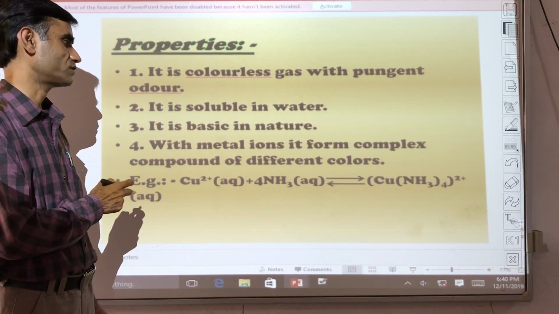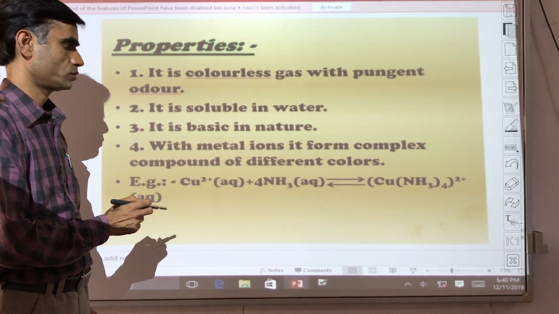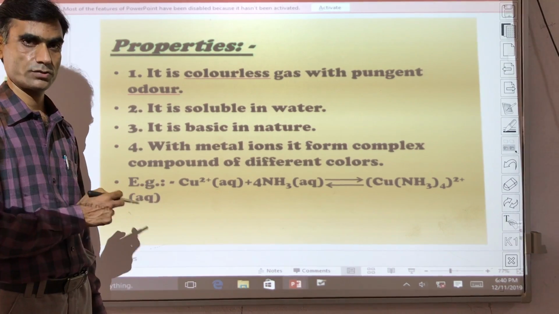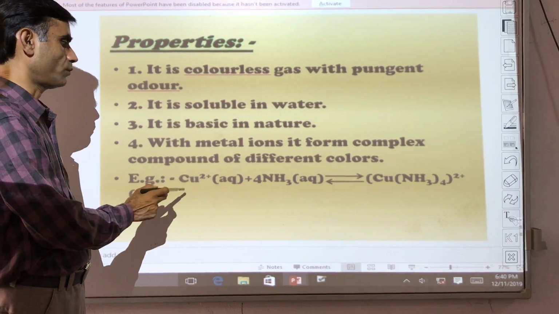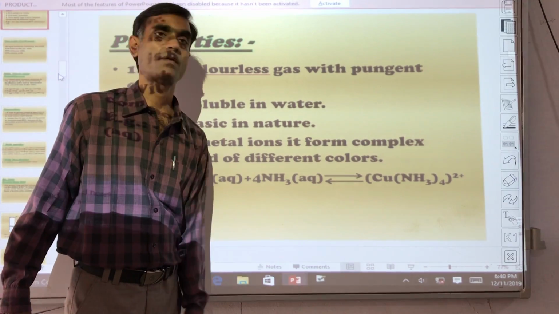It reacts with acids forming salts. With metal ions, it forms complex compounds. In class 11th also, you must have studied about the deep blue color reaction. So copper reacts with ammonia, forming the tetraammine copper complex compound.